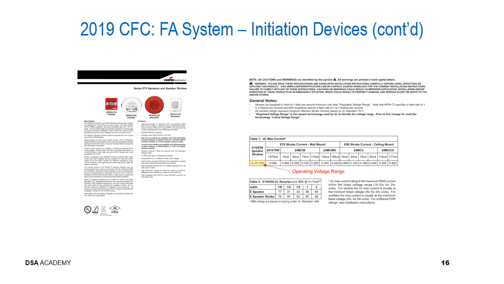Here's a copy of a notification appliance cut sheet. As you'll see on the right-hand side, this speaker strobe has an operating voltage range of 16 to 33 volts. The operational testing is performed at the end of the 24-hour period to simulate a worst-case condition on the battery.